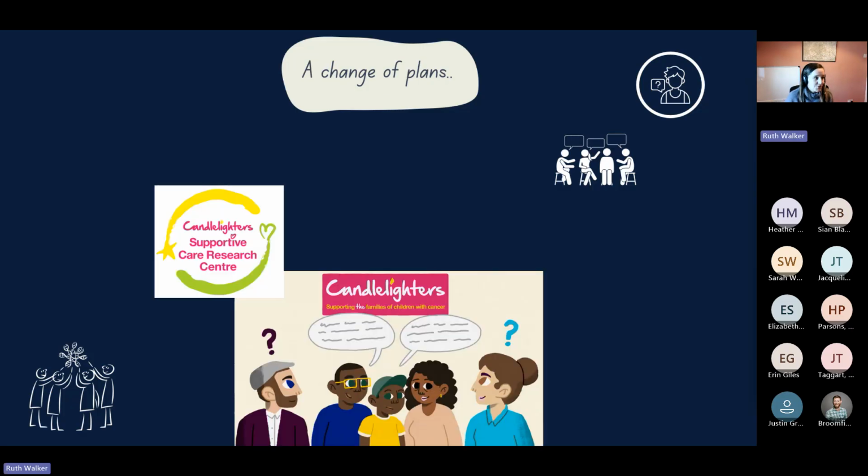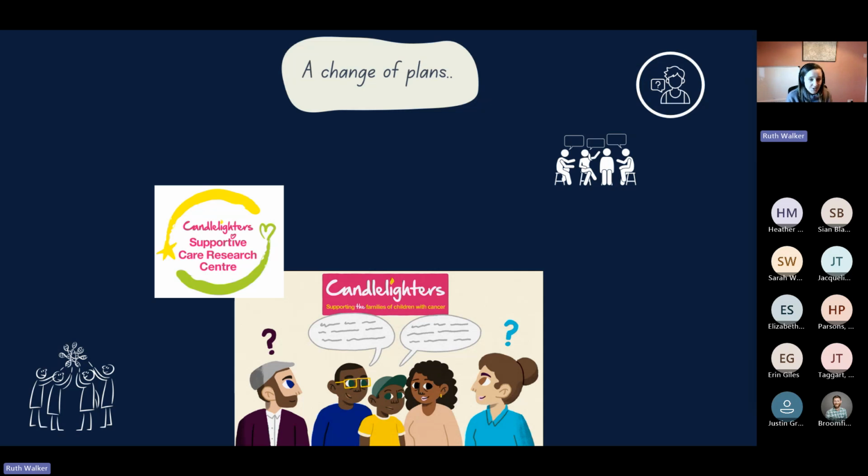So we had quite a radical change of plans at this point. We actually approached the Candlelighters Supportive Care Research Centre. This was established in 2023 to research prevention strategies for the side effects of cancer treatment. And this group had an established PPI group, and the PPI group was originally established to support the centre's projects, but we thought it could be expanded to involve other research projects, including my own.